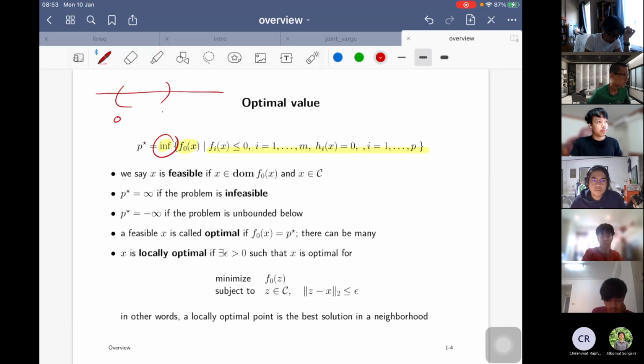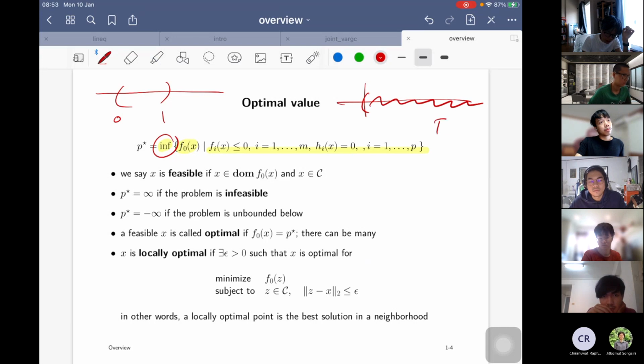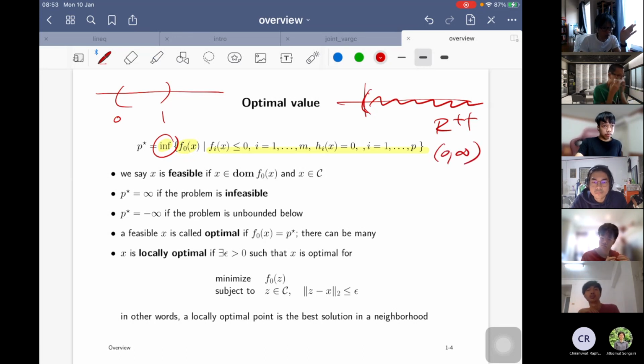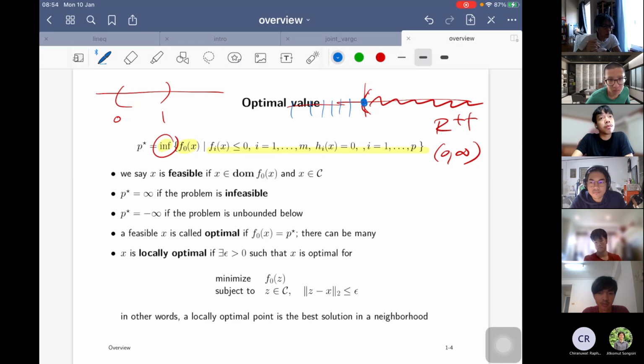For example, if you take a look at the positive real axis, 0 to infinity. The lower bound of this set is any number that is less than 0. But the greatest lower bound of this set, the greatest lower bound, is 0. So the infimum of the positive real axis is 0.